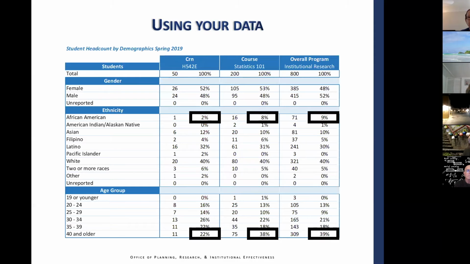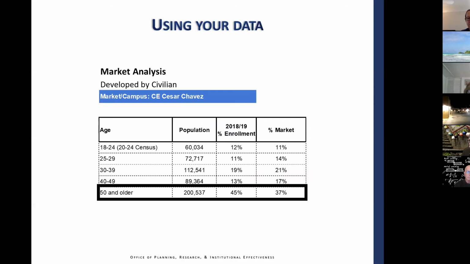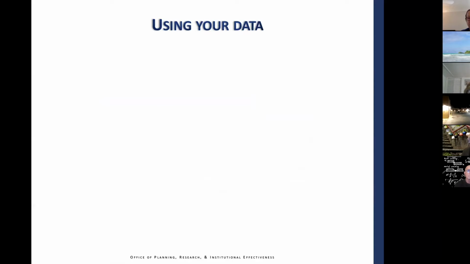So if I go back to my table, I only have 22%. I mean, my course or my class only had 22% of 40 and older students. So for me, again, that is a problem. What I did here is use all this data to confirm that there's something going on. Because by comparing my data versus the program's data and versus the city data, yes, I'm not getting as many students as I would like to get.